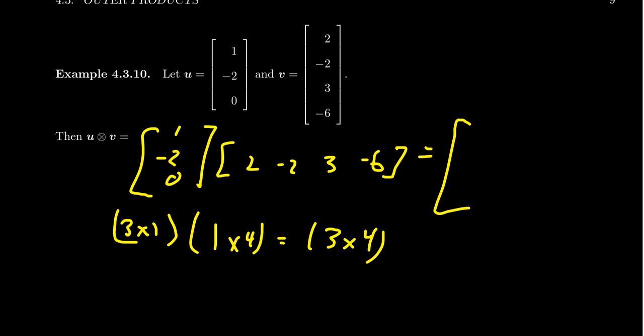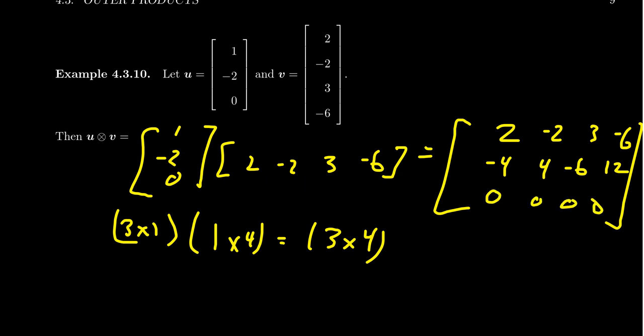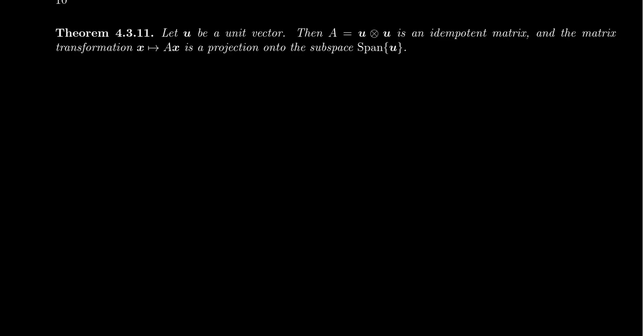All right, so when we do that, you just look at all the possible products. You're going to times this row by 1, so we get 2, negative 2, 3, and negative 6. We then take this row and times it by negative 2, so we get negative 4, positive 4, negative 6, and positive 12. And then you're going to times everything by 0, so you get 0, 0, 0, 0. And this turns out to be the outer product of the two vectors. Fairly straightforward, very nice. Now the case that U and V have the same length is going to be of critical importance to us, and let me show you how this outer product is connected to the idea of matrices we saw previously.